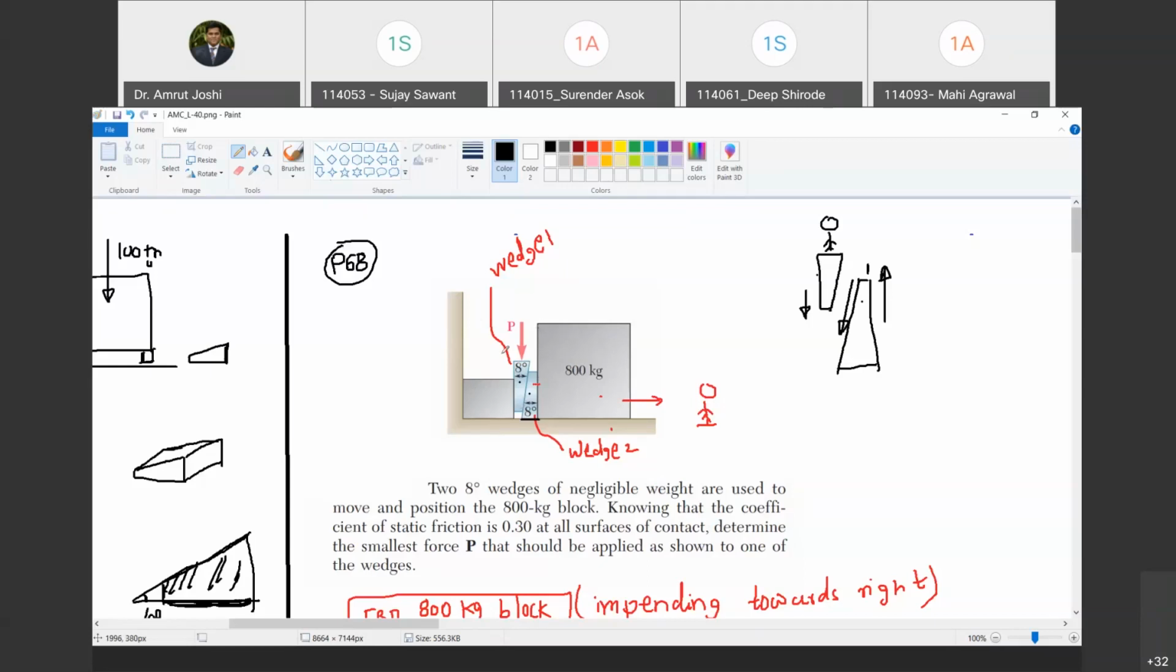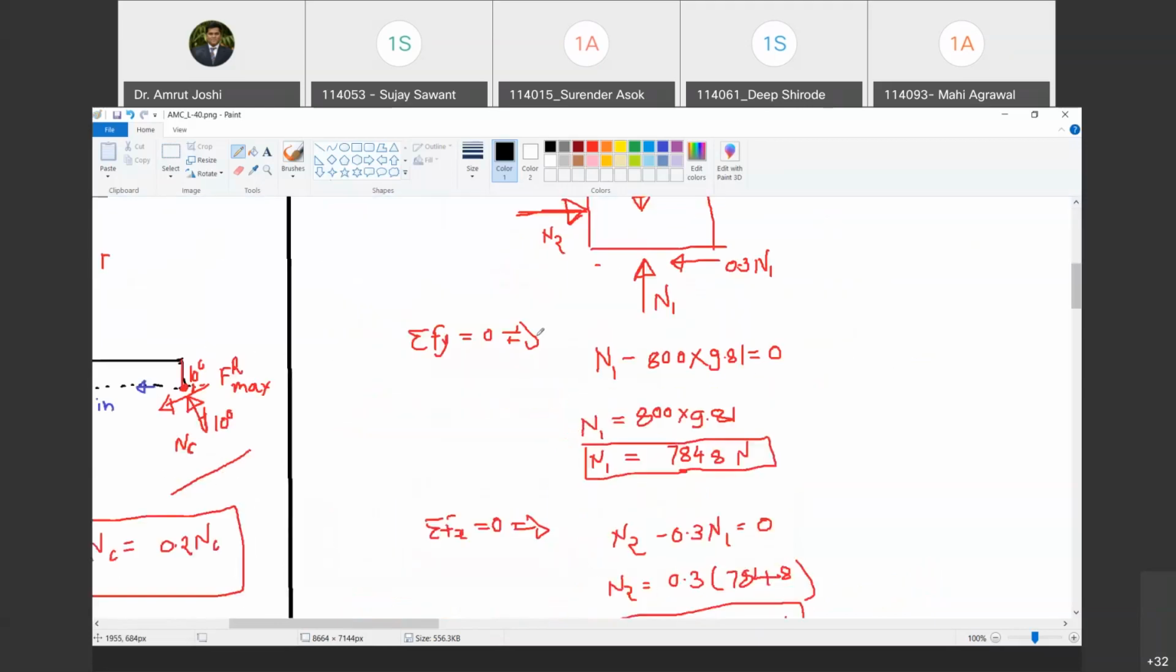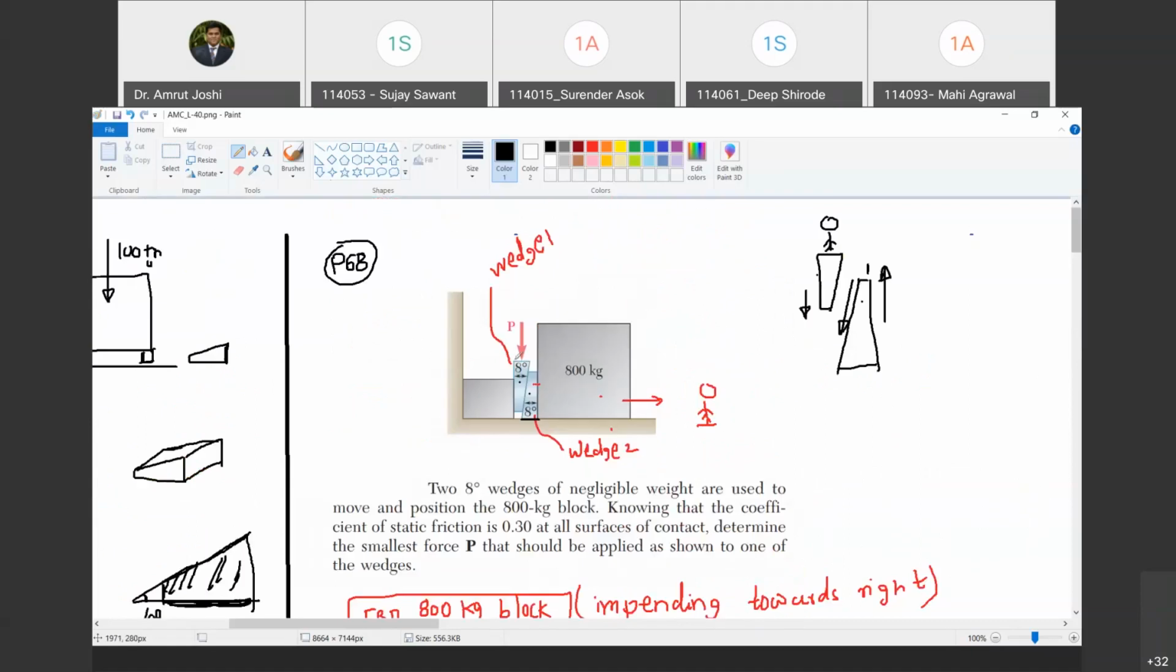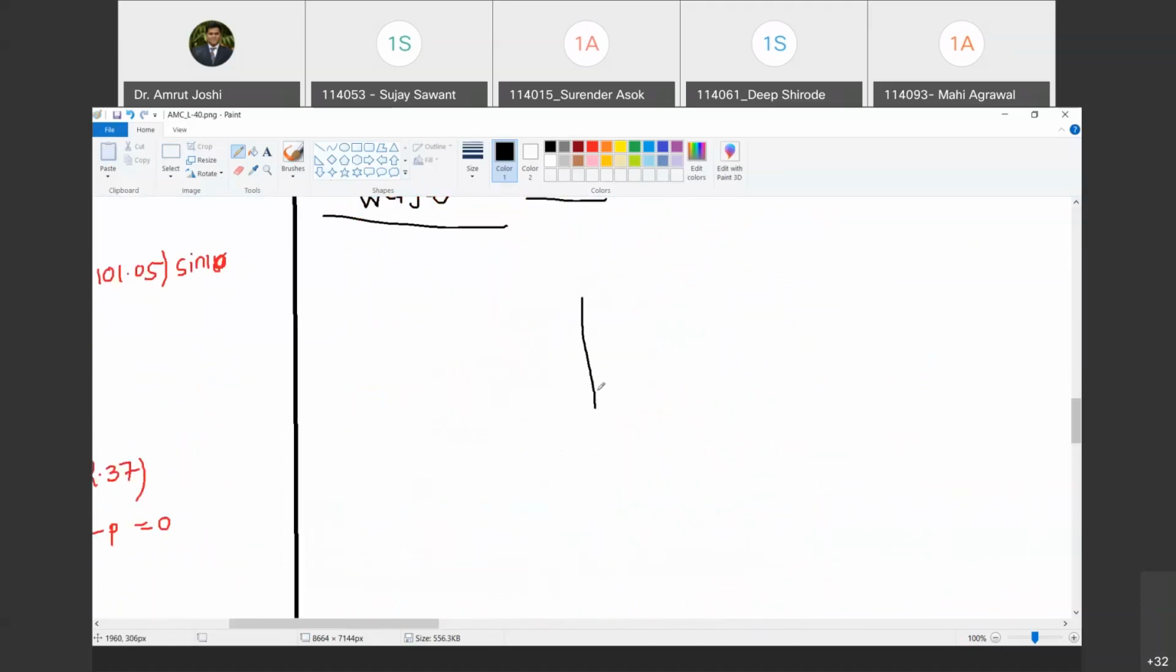Now let us draw free body diagram for wedge number 1. So how does the free body diagram for wedge number 1 look like? Wedge 1 FBD. Are you with me? Yes, sir. So let me draw it. So this is how the wedge is going to look like.